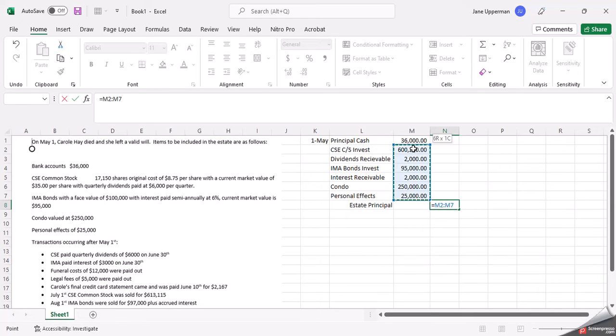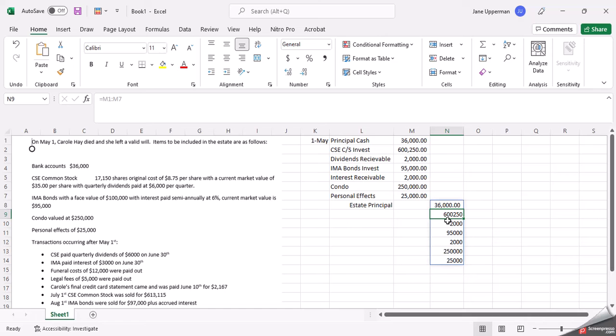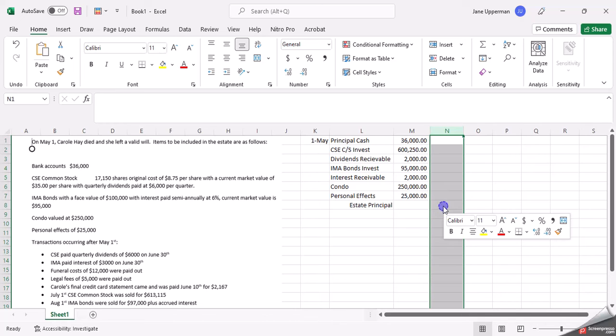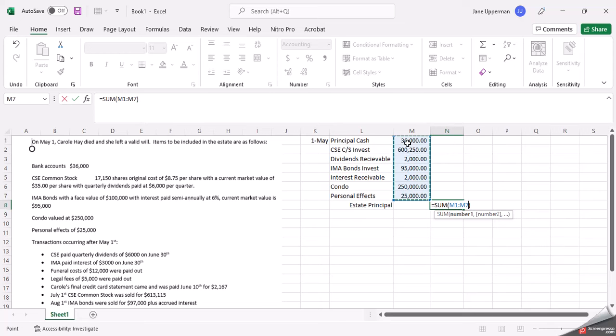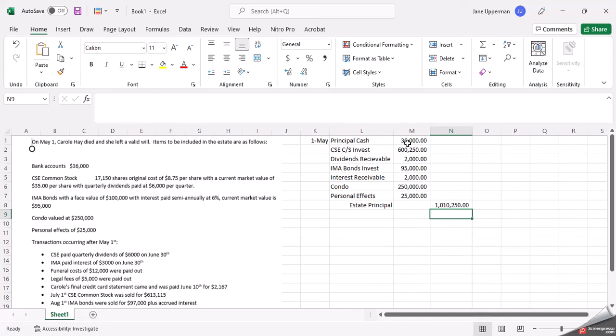I did something funky. All right, we'll delete that out. And then we'll just sum it. Okay, just so you know that those are the total of her estate. So her estate's a little over $1 million. Okay, so that sets it all up in the first place.